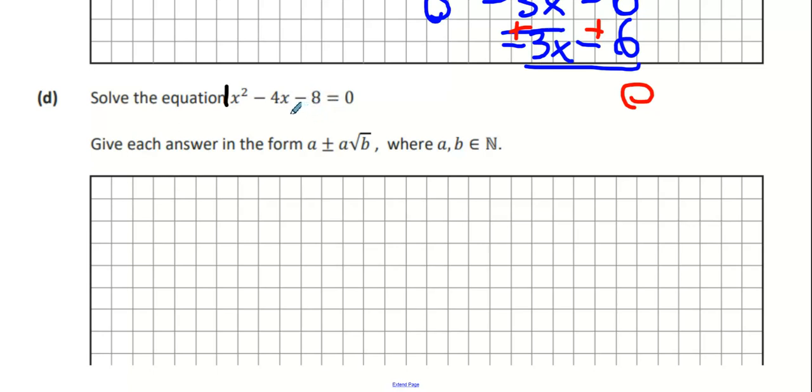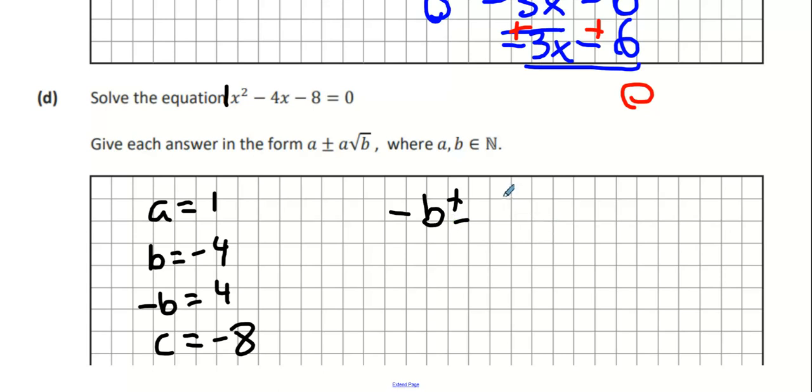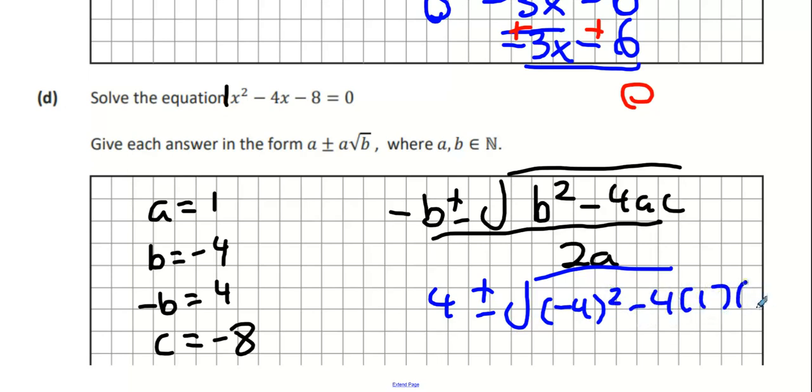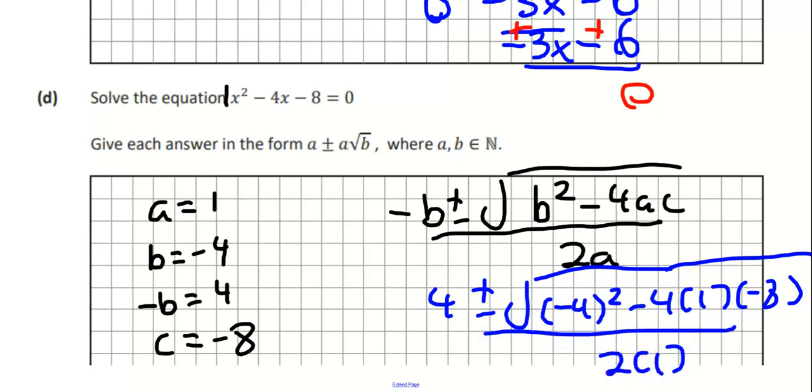Okay. Let's do a equals 1, b equals minus 4, minus b equals plus 4, and c equals minus 8. Then we're going to do the minus b formula. Is everybody all right with that? Okay. You're going to get 4 plus or minus square root of minus 4 squared minus 4 times 1 times minus 8, all over 2 times 1. We'd hope that you take out a calculator.